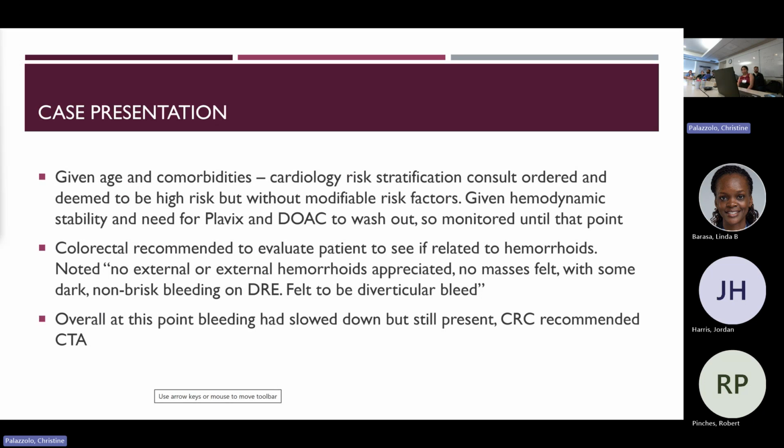I did ask colorectal to evaluate her because, in that prior hospitalization, people were concerned about hemorrhoids, just to see if they saw anything on endoscopy, anything that they could treat. They did not notice any internal hemorrhoids, no masses felt, but she did have some dark red blood. And they thought this was all related to diverticular bleed, given she does have extensive diverticulosis. At this point, her bleeding had slowed down, but it was still present. So colorectal surgery recommended a CTA.